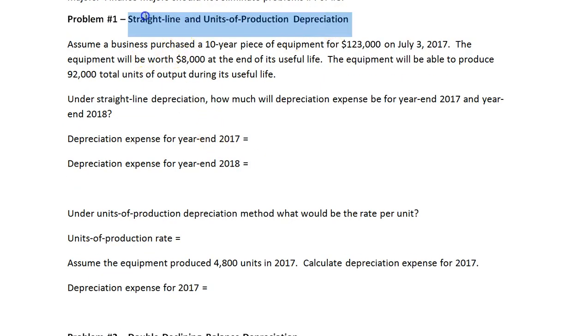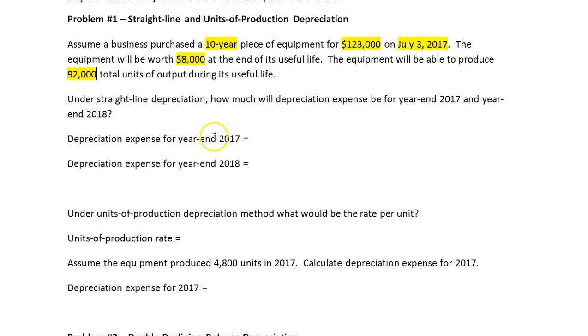Problem number 1, straight line in units of production. We have a 10-year asset here. 123,000 initial cost. Purchased in the middle of the year on July 3rd. That's going to be a little bit of a problem for us in the first year. $8,000 residual. And it's expected to produce 92,000 units over its life. How much will be depreciated for each of the years? So, for the end of 2017.